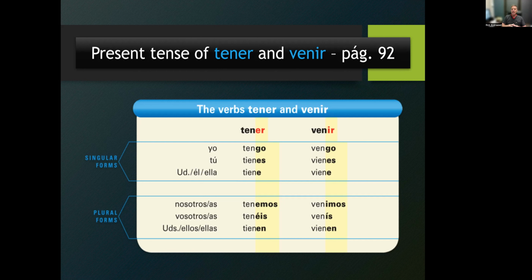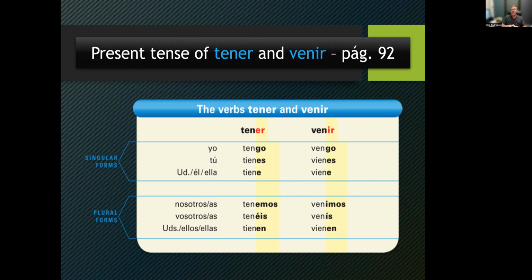So clase, repitan. Yo tengo. Tú tienes. Usted tiene. Él tiene. Ella tiene. Nosotros tenemos. Nosotras tenemos. Vosotros, vosotras tenéis, okay? And then ustedes tienen, ellos tienen, and ellas tienen.